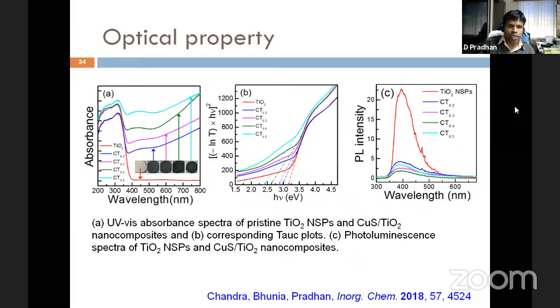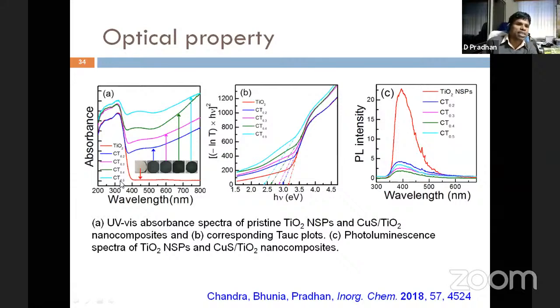But what we can see is that the lowest intensity is found with, again, CT0.4, which is the best catalyst. Low photoluminescence intensity indicates that there is less recombination. Therefore, the luminescence intensity is very low for this particular composite sample, and this is the reason why CT0.4 gave the maximum hydrogen generation ability.